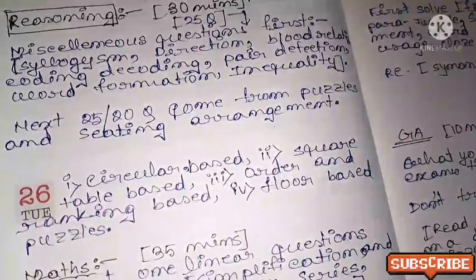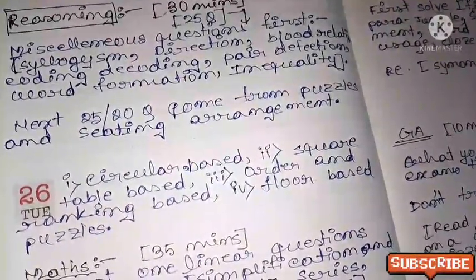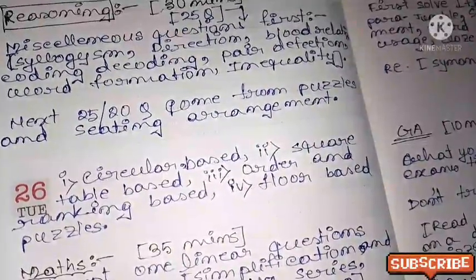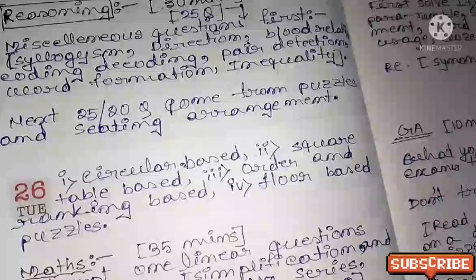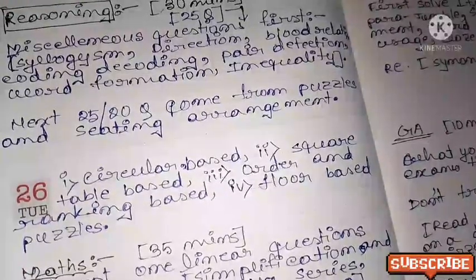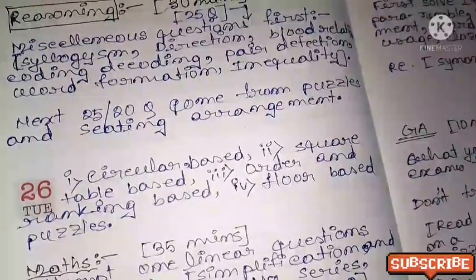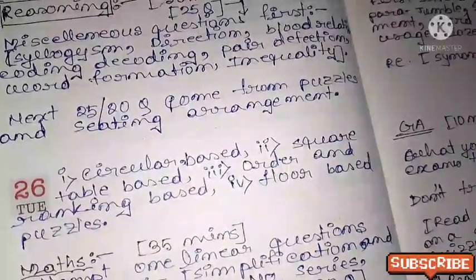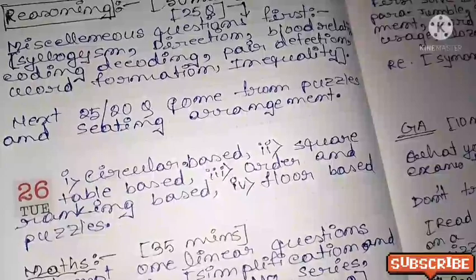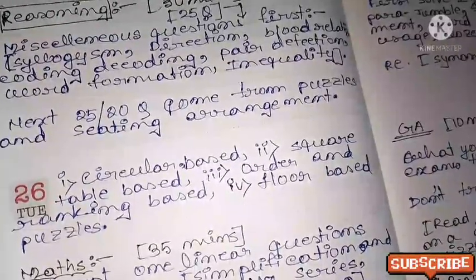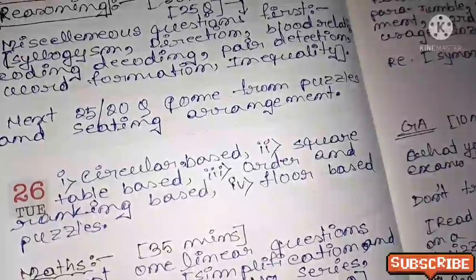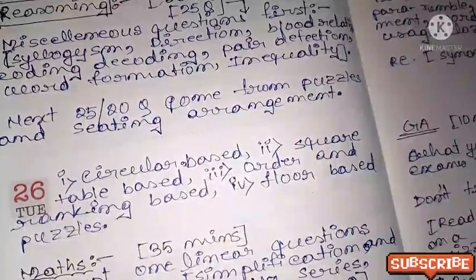But in the case of the SSC MTS examination, what I feel is that the pattern and the examination level of reasoning and any kind of section is not so moderate. It's easy. So you may attempt puzzles and sitting arrangement first. Next you can solve the miscellaneous questions. That means whatever type they give in your question paper, you can attempt accordingly.